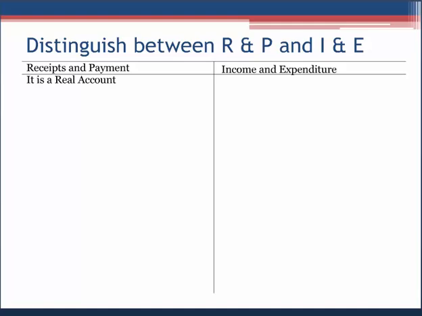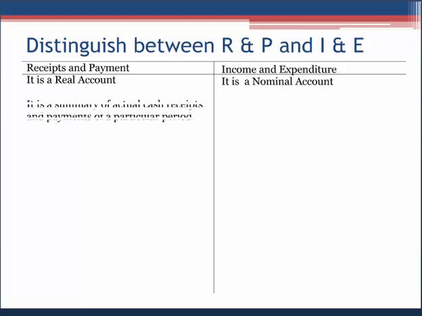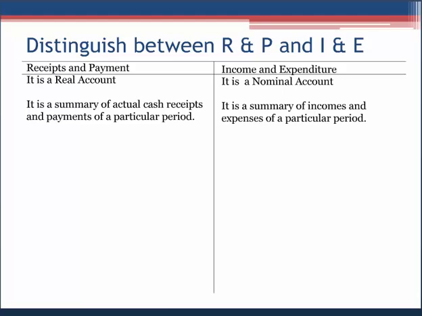Income and expenditure account, on the other hand, is a nominal account. Debit all expenses and losses and credit all incomes and gains. The next part: receipts and payments is a summary of actual cash receipts and payments for a particular period. It's pure, hardcore cash: debit the cash, credit the cash. Whereas income and expenditure account is a summary of income and expenses of a particular period. It's a summary of income and expenses, not cash.